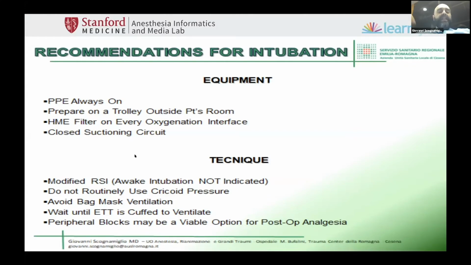As for the technique, as stated earlier, modified rapid sequence intubation. Awake intubation is not advisable because it can take time, and you have to be skilled with the fibroscopy. Avoid bag mask ventilation, and above all, wait until your cuff is on to ventilate. Go on.